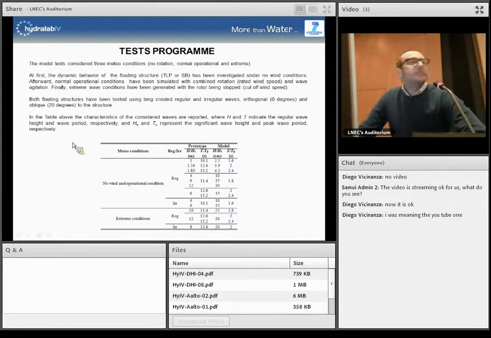In this figure, we show two examples of wave structure interaction for the case of TLP. On the left side, we can see the interaction between the propagating waves and the floating structure under no wind conditions. And on the right side, we can see the interaction between the floating structure and the propagating waves under normal operational conditions with combined rotation and wave agitation. This is a very short video showing the behavior of the floating structure, case of TLP, under the action of waves and wind.